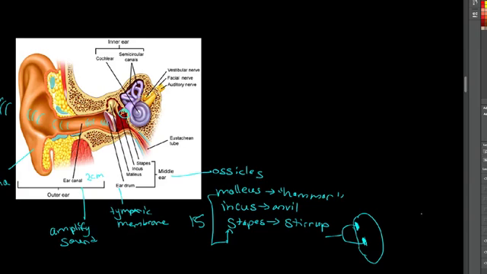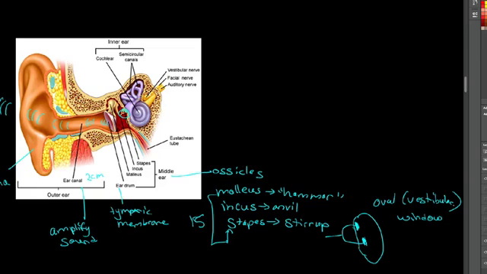The stapes vibrates at something called the oval window. It's also called the vestibular window. And this is at the entrance to the inner ear.